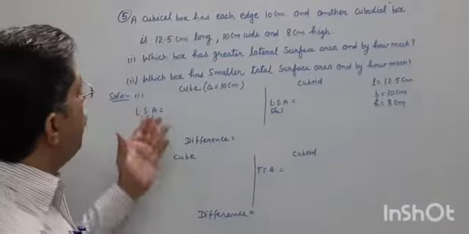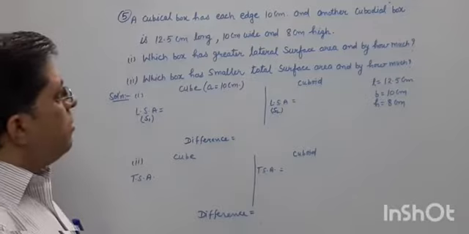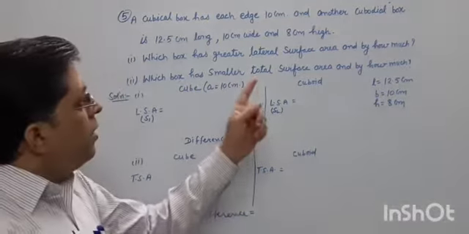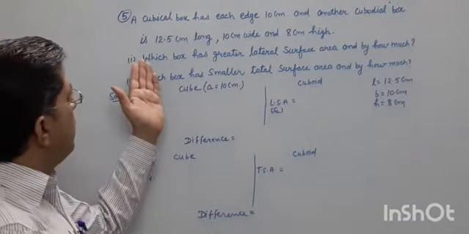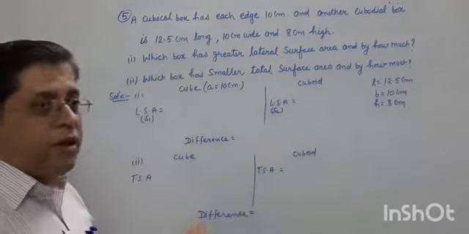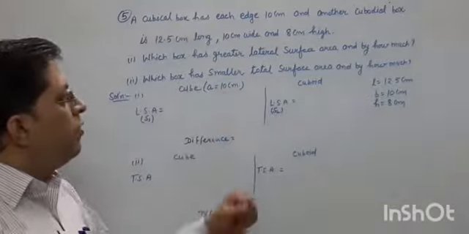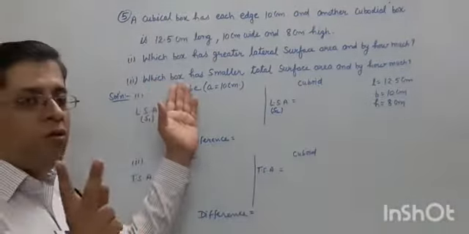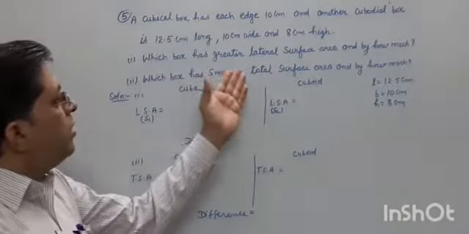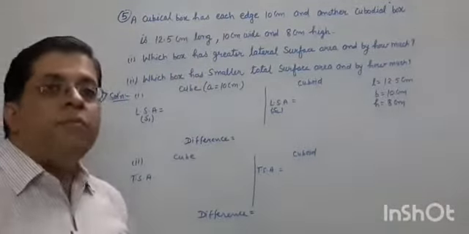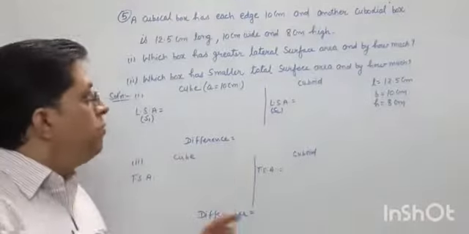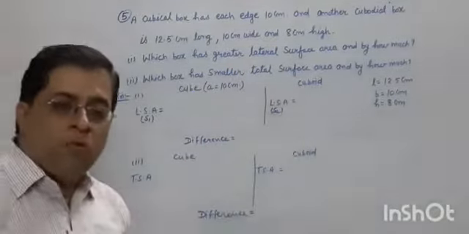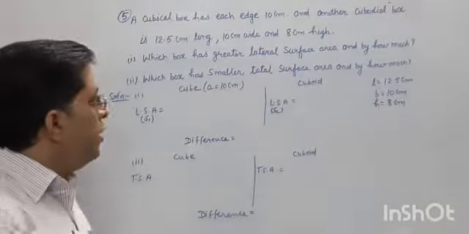A cubical box has each edge 10 centimeter. Edge means side. Another cuboidal box is 12.5 centimeter long, 10 centimeter wide and 8 centimeter high. Two things you have to find. Which box has greater lateral surface area and by how much? Second, which box has smaller total surface area and by how much? Two things you have to find out.